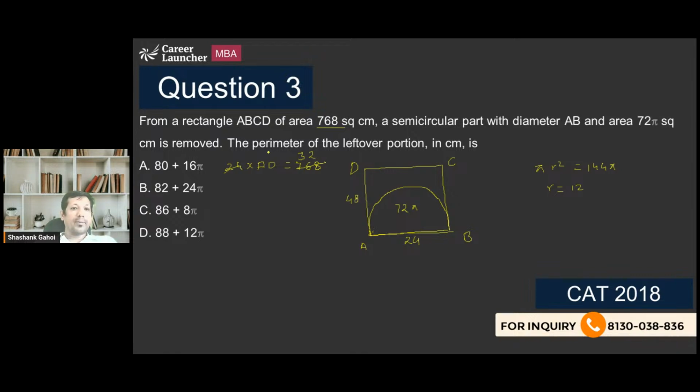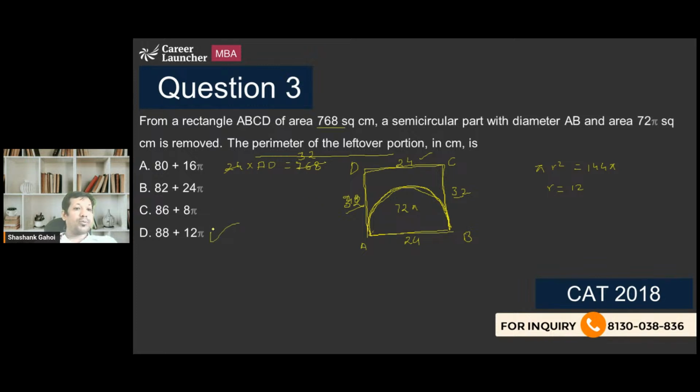Now question is talking about the perimeter of the leftover portion. Sorry, this comes out to be 32. So if this is 32, this is 24, this is also going to be 32. So overall perimeter is going to be this plus this plus this plus this. That is going to be perimeter. So 32 plus 32, 64, 64 plus 24, 88. So my answer should be 88 plus something.